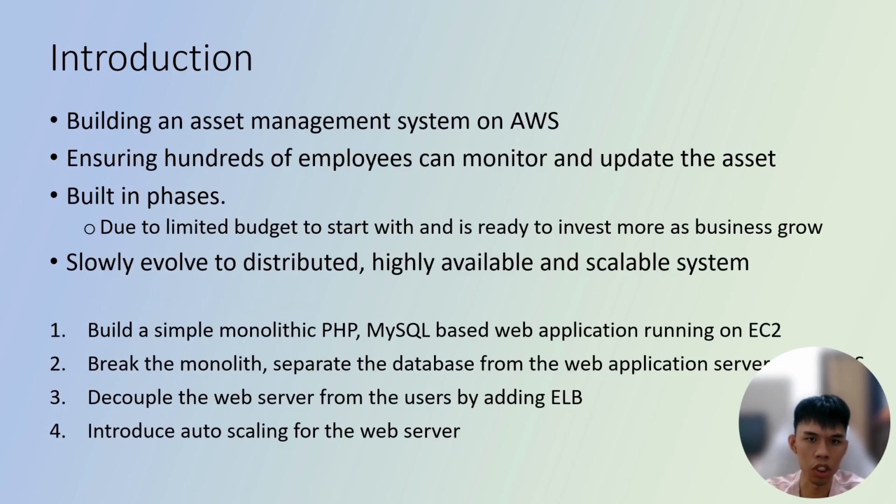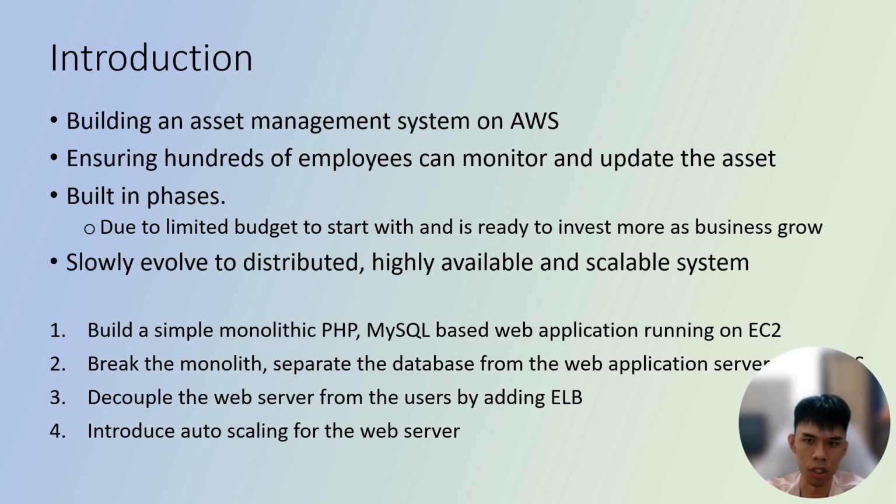So for the introduction, we have built an asset management system on AWS that allows employees to monitor and update the assets. The system is able to handle hundreds of people without worrying about performance issues. Since our budget is limited, we started to build the application in phases, starting from a monolith architecture to a distributed, highly available and scalable system.